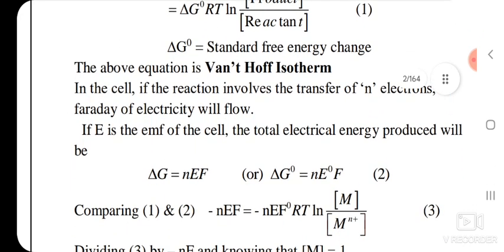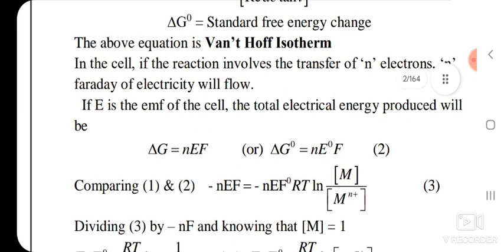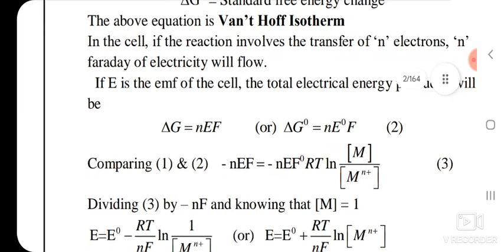In the cell, if the reaction involves the transfer of n electrons, n Faraday of electricity will flow. If E is the EMF of the cell, the total electrical energy produced will be delta G = -nFE, or we can write delta G naught = -nE naught F.